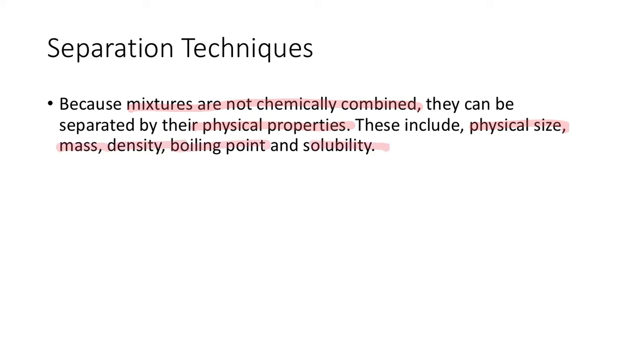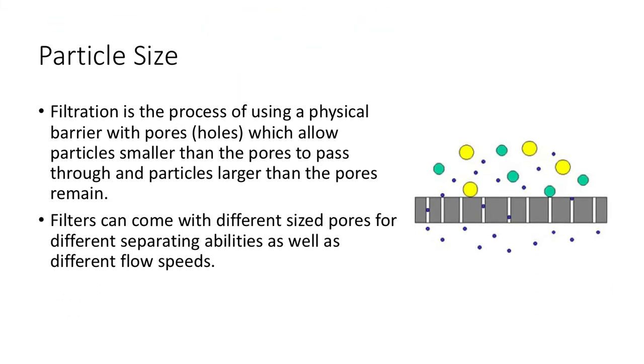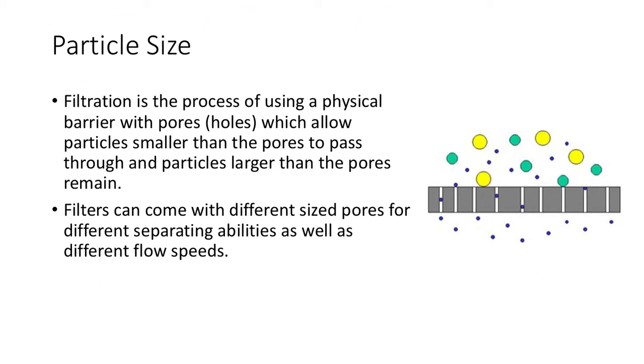All right, so let's have a look. Okay, so particle size. Easiest way to get rid of stuff is to filter it. So we're using a physical barrier with pores or holes which allow small particles to pass through. That's these little blue ones, right? Whilst larger particles, which are larger than the pores, like these green ones and yellow ones, have to remain on the other side.